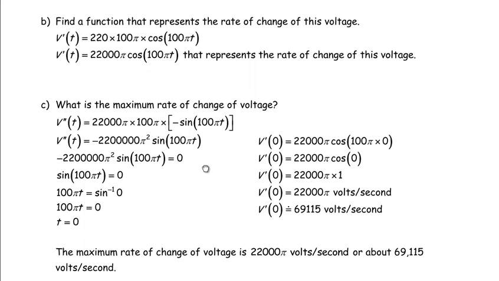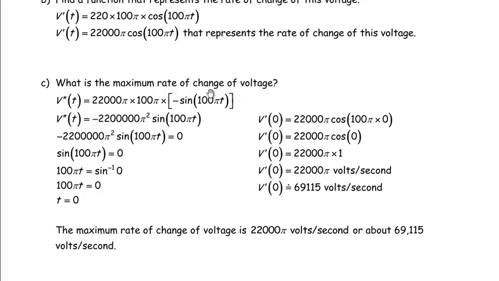And in C, you're asked, what is the maximum rate of change of voltage? So we're asked to find a maximum of a rate of change. One way to do this is using the second derivative. So I'm going to differentiate this V prime to get the V double prime. Starting with my 22,000 pi, the derivative of cos is negative sine 100 pi t, times again the derivative of 100 pi t, which would be another 100 pi. Multiplying 22,000 by 100, and I brought my negative out here, gives us 2,200,000. Pi times pi is pi squared, sine 100 pi t.